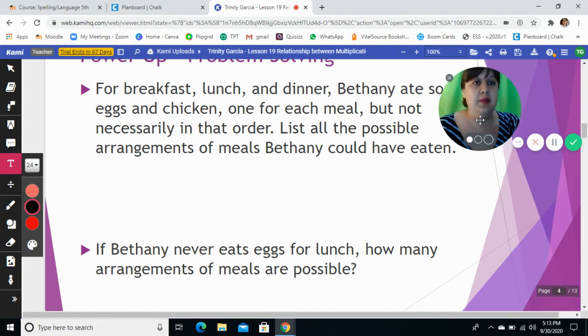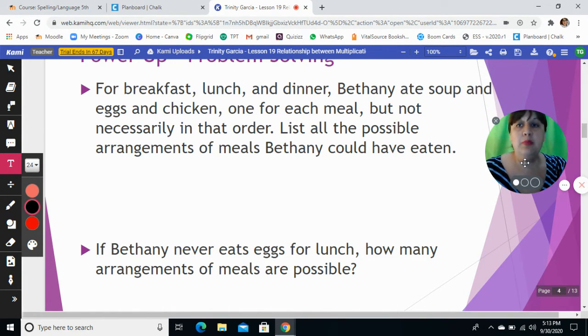Here is our problem for the day. For breakfast, lunch, and dinner, Bethany ate soup and eggs and chicken, one for each meal, but not necessarily in that order. We want to list all the possible arrangements of meals that Bethany could have eaten.